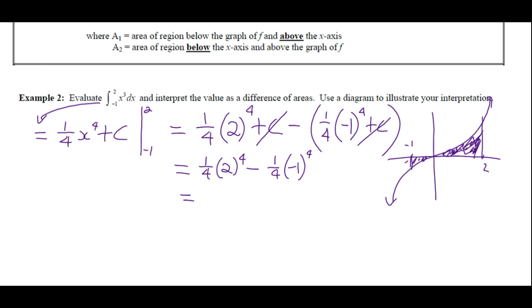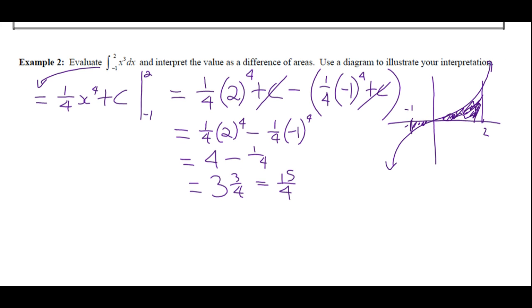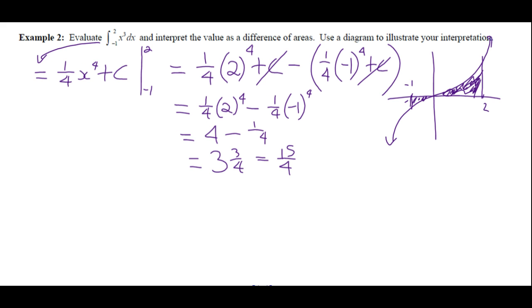So what do we got? 2 to the 4th is 16 divided by 4 is 4. Negative 1 to the 4th is 1 times a quarter is 1/4, so 4 minus 1/4. So that's 3 3/4 or 15 quarters. So what's the value as a difference of areas? The difference between the area above the x-axis and below y equals x cubed, and the area below the x-axis and above y equals x cubed is 15 over 4. Okay, so that's basically what this means.